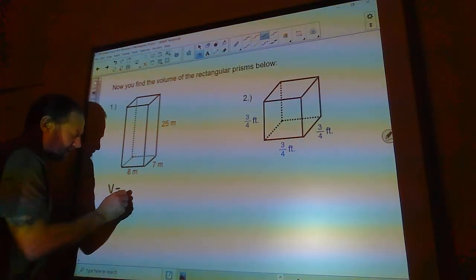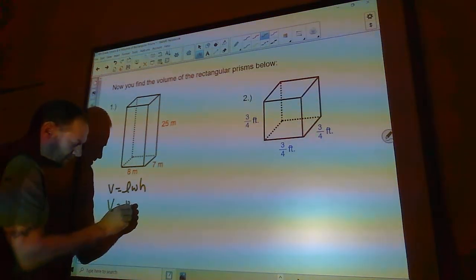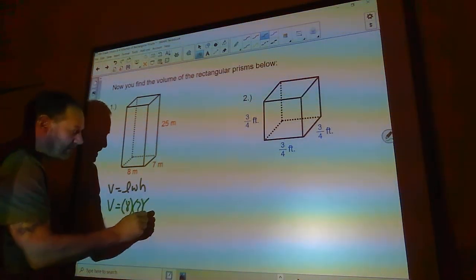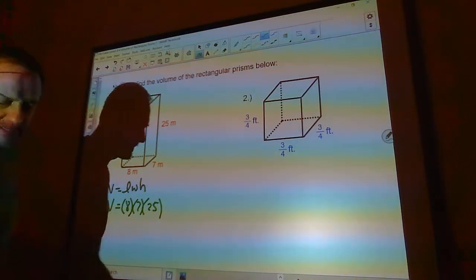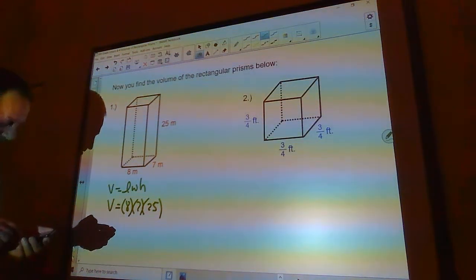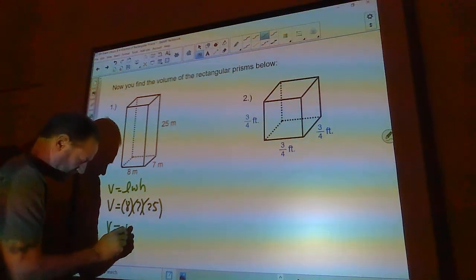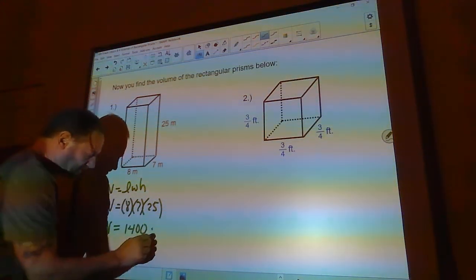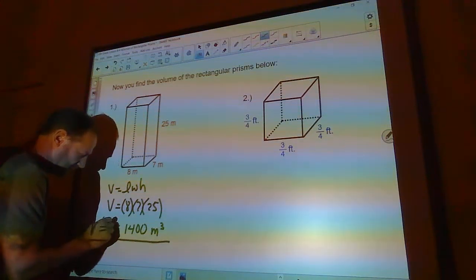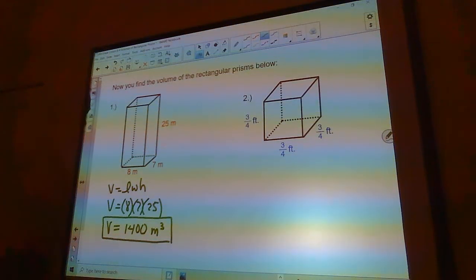Okay, so the volume here, length times width times height, is 8 times 7 times 25. Probably get my calculator out for this one. I can do it quickly. Remember, just because you use a calculator does not mean that you can't show your work. Okay, so 8 times 7 times 25, that's 1,400. And this is in cubic meters. This is a very large box. Okay, now I did use a calculator and I did show all my work, so no excuses.